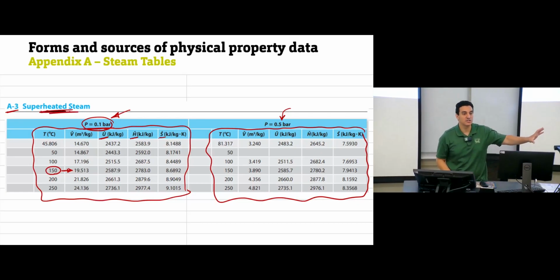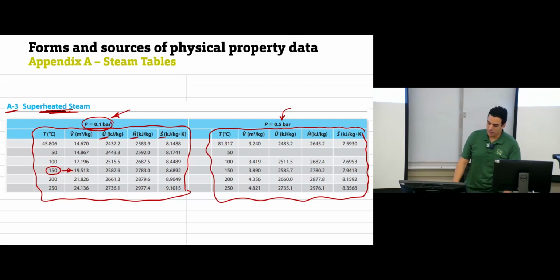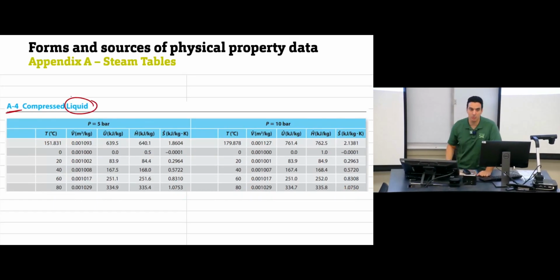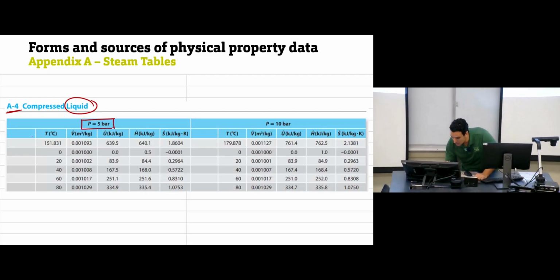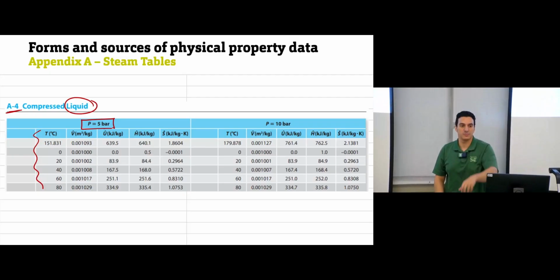For superheated steam, only vapor. Clear? So there is no need to put V or L for this one. Okay. Table A4 is for compressed liquid, but we have the same idea. We have pressure, 5 bar, and all the data at different temperatures, but for this pressure value.